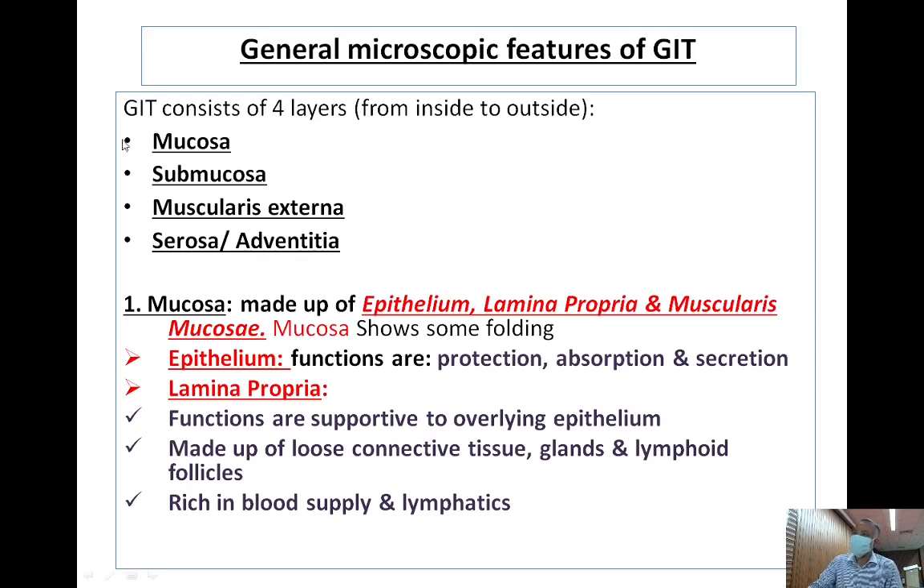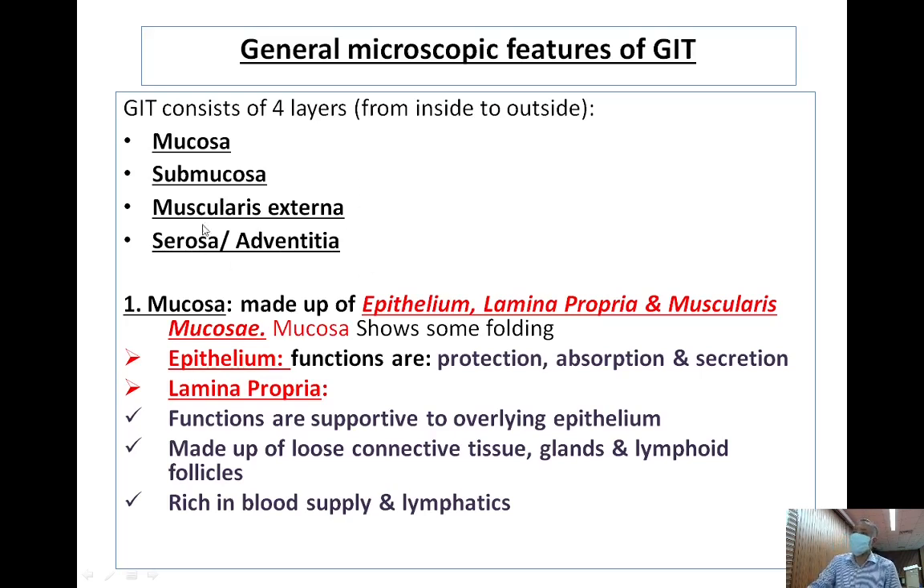For any histological features of the GIT, if you don't know anything else, at least you can write mucosa, submucosa, muscularis externa, serosa or adventitia, and draw one diagram at least.